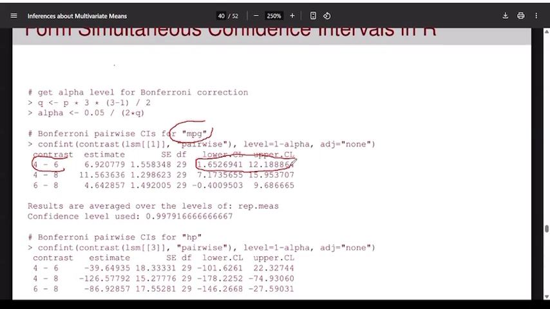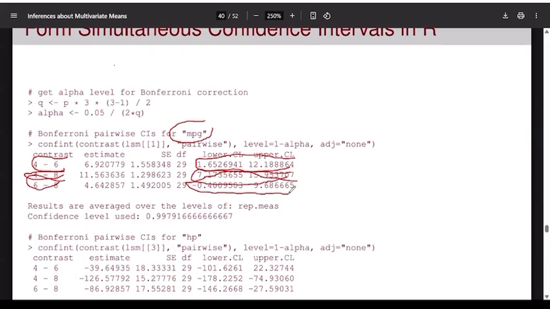Does that make sense? Now, when you look at the second one, 4 and 8, a difference also exists. But when you look at 6 and 8, the interval goes from a negative lower confidence limit to a positive upper limit, so zero lies within it, which means a difference does not exist between six-cylinder and eight-cylinder. Is there any question?